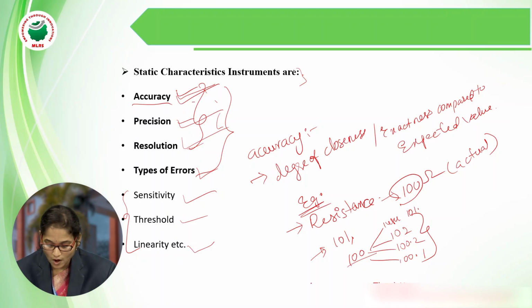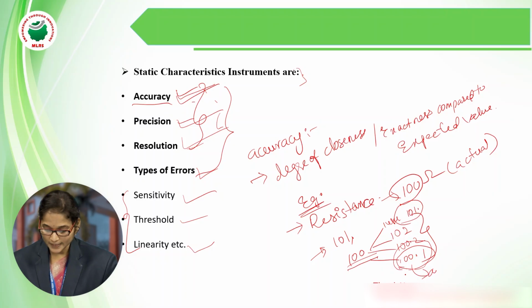It is the true value of the 100 ohm. This is the true value. 100.1 is the nearest value, the closest value, so we are going to take this one. This is the accurate value. Compared to all the other values, the nearest value, the exact or closest value to the expected value, is the accurate value.